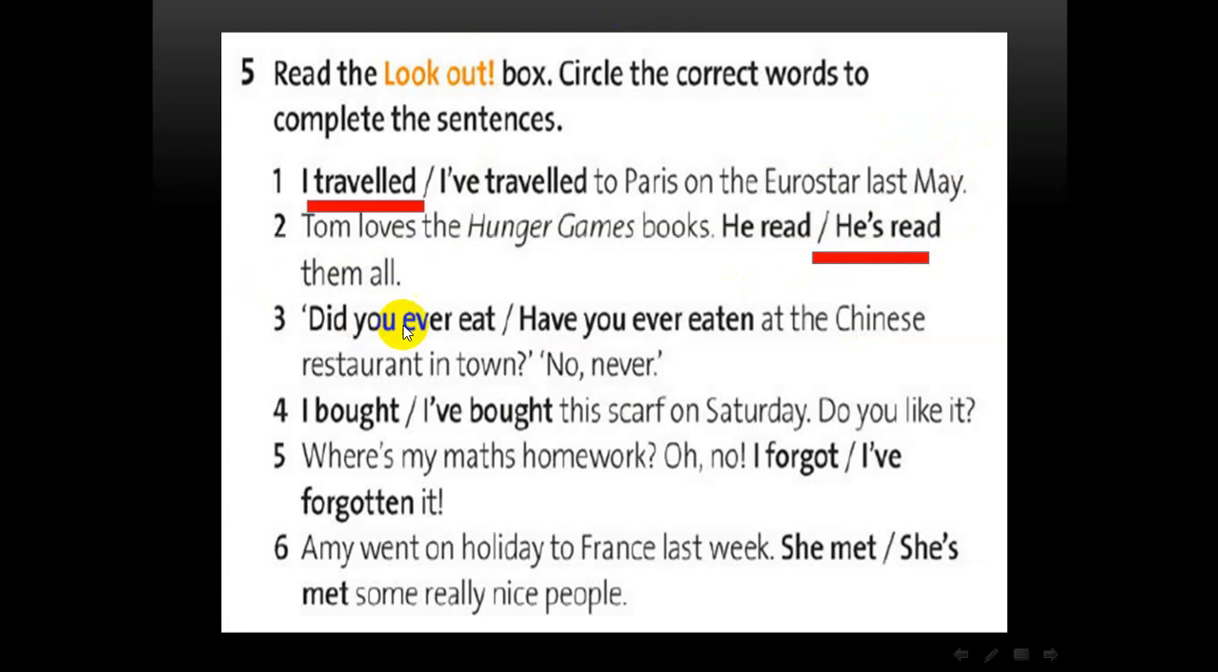3. Did you ever eat? هل سبق لك أن تذوقت أو أكلت؟ Have you ever eaten? هل سبق لك أن أكلت at a Chinese restaurant in town? No, never. في مطعم صيني في البلدة؟ لا أبدا.